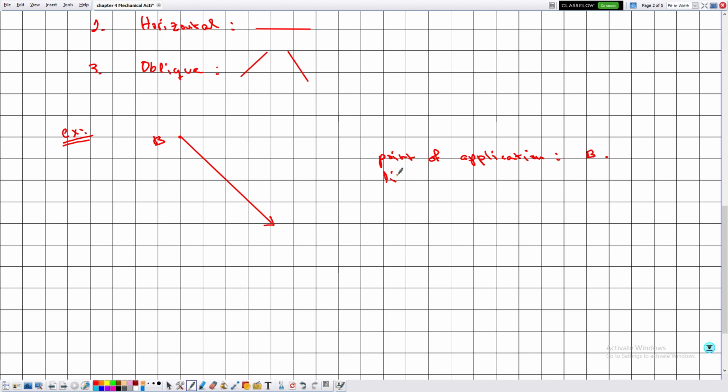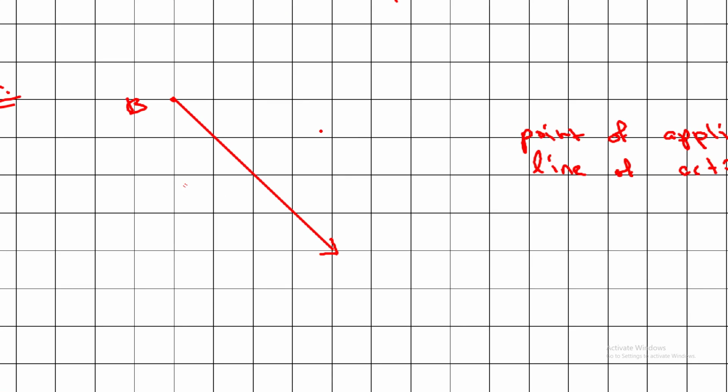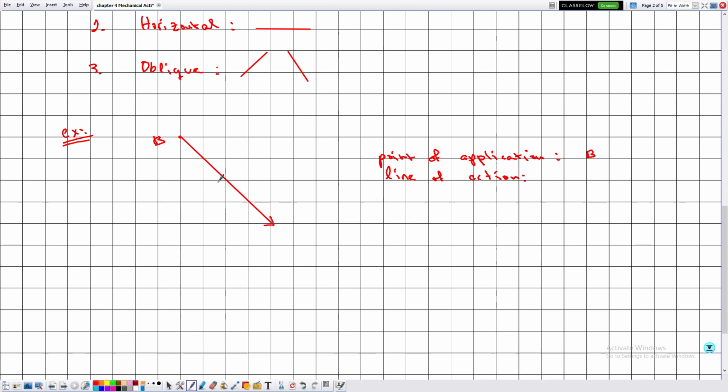As for the line of action, notice that this force is not vertical, nor horizontal, so the line of action is simply oblique. And in this case, no justification is required. We just refer to the figure or to the document and we state the answer.